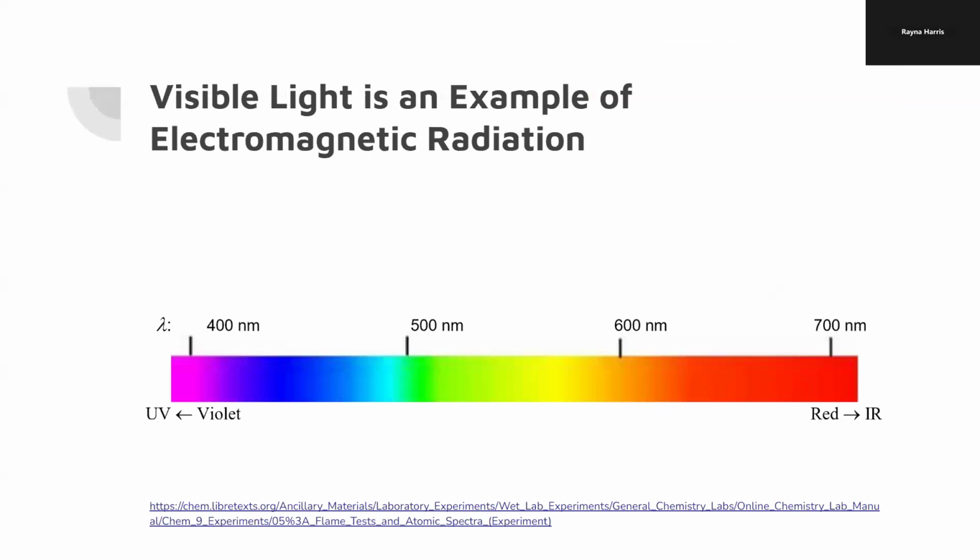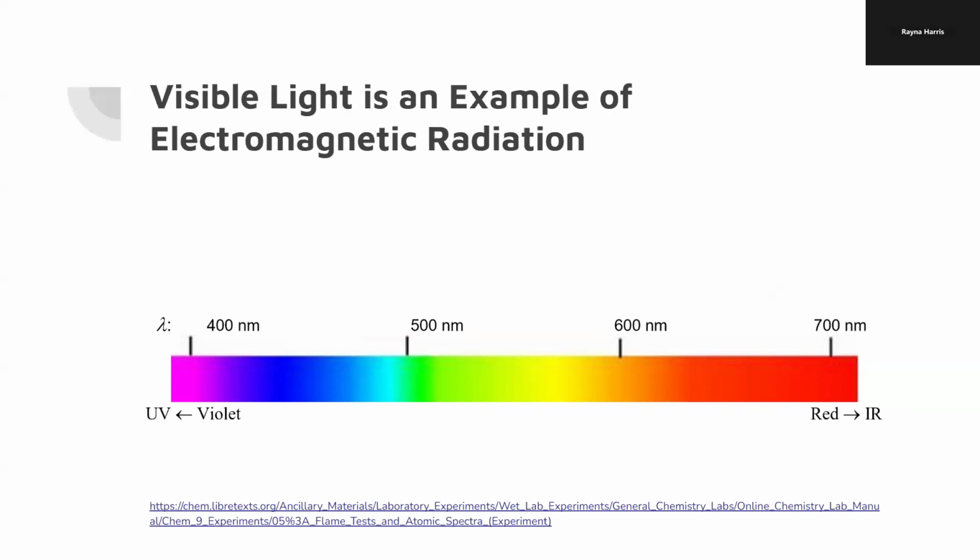Has everyone seen a spectrum like this before of visible light? Like RGB, you know what RGB is, you've had some art classes. This is the red, orange, yellow, green, blue, violet. These are the main colors in the spectrum, and they have a wavelength. So visible light is an example of electromagnetic radiation. If you hear electromagnetic radiation, just think light.